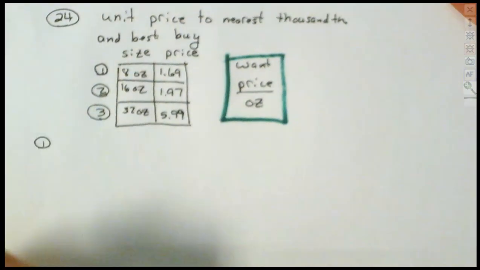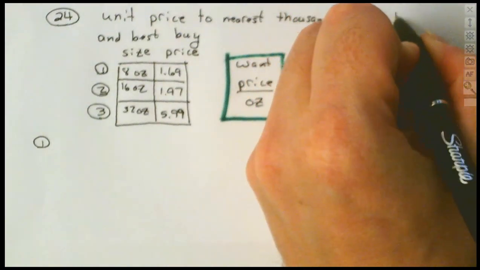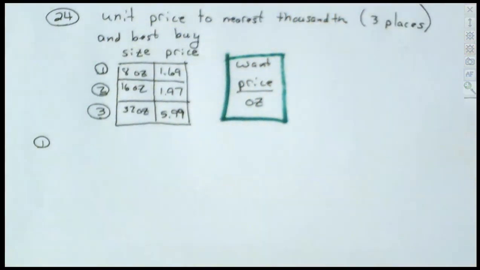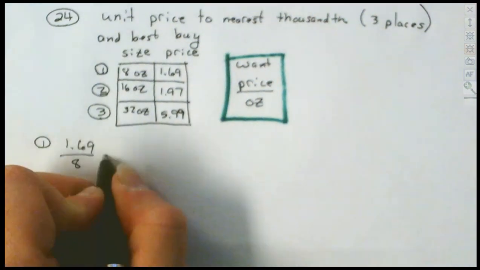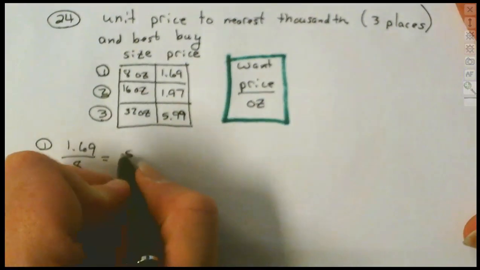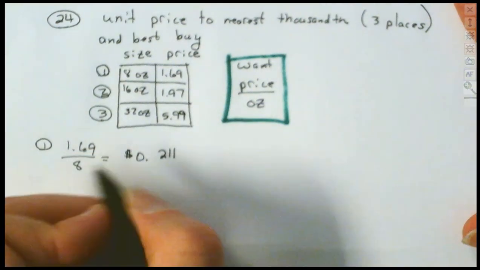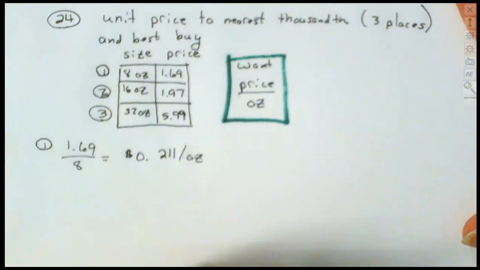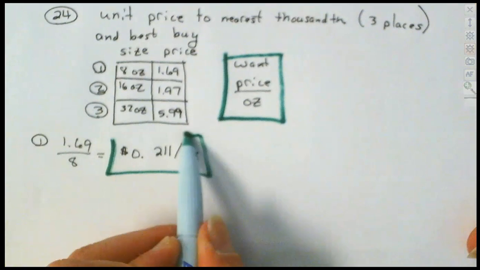So let's look at the first one. And we want the price to the nearest thousandth, and that's going to be 3 places. So on the first one, we take our price, which is $1.69. We're going to divide that by 8, and then we round this out to 3 places. And this is going to be 0.211, and that's dollars per ounce. So that's the cost of the first one. The first one's about 21 cents an ounce.